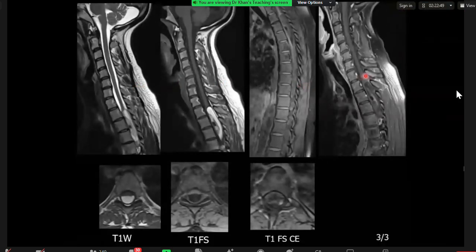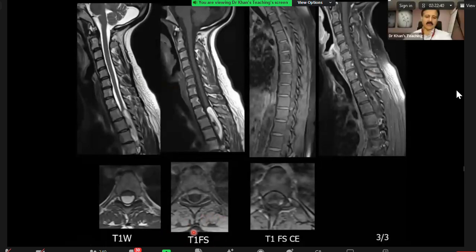Pre and fat saturated pre contrast, fat saturated post contrast, and then I've got axial slices below, T1, T2. So I've given you. Yeah. So just for practice, can you describe it?